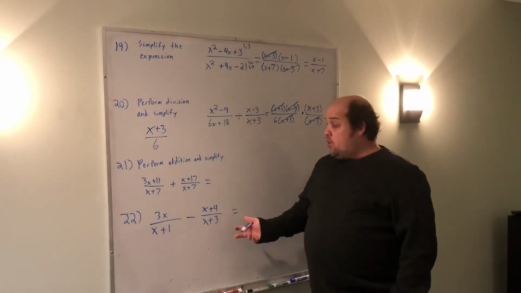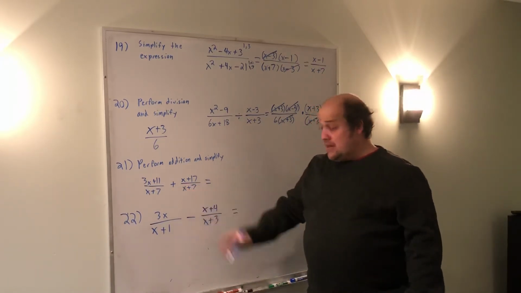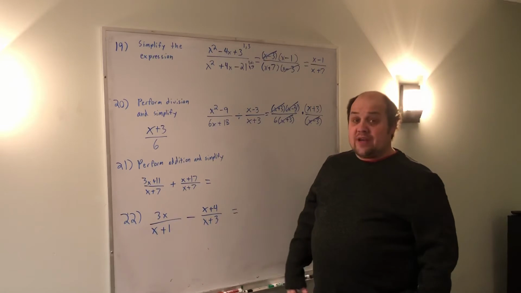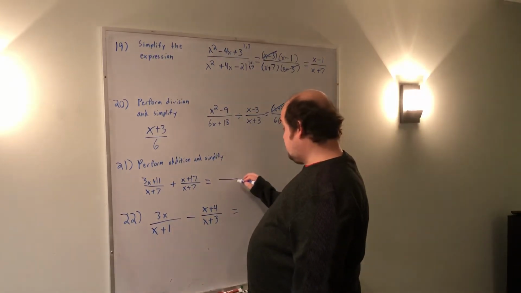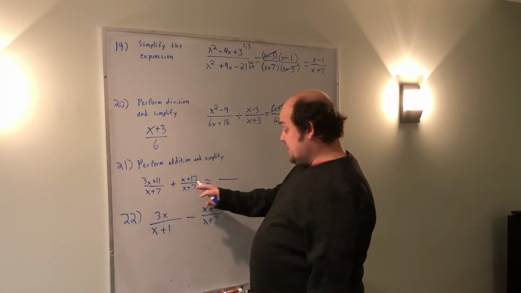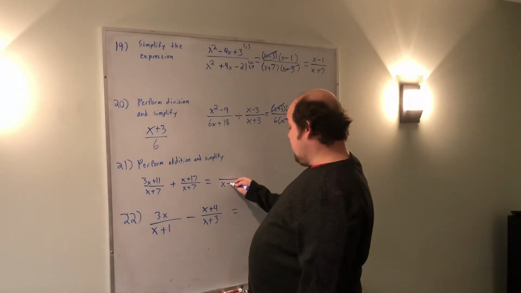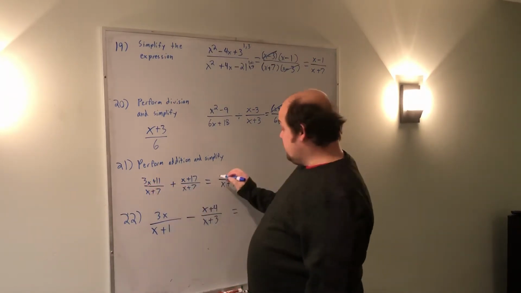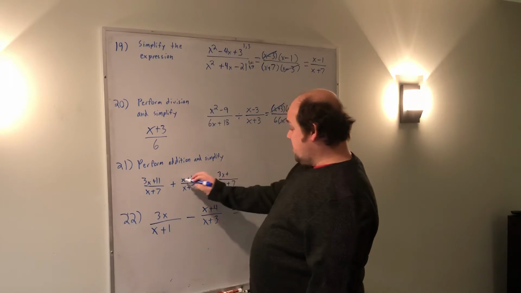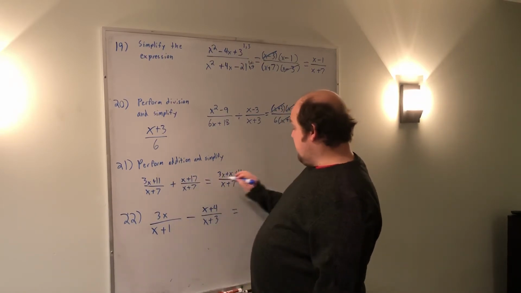For number 21, this is the type of addition that I love, where I already have a common denominator. All I have to do is remember to keep that on bottom and add what's happening on top. So this was over x plus 7, this was over x plus 7. The final answer will also be over x plus 7. Since I'm adding, I'm going to combine like terms. 3x is going to combine with x. 11 is going to combine with 17.